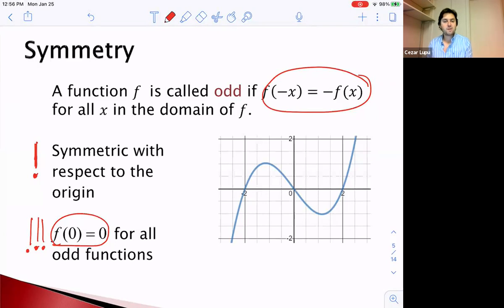All right. Can you tell me an example of an odd function? X cubed. X cubed, right? For example, f of x equals x cubed.